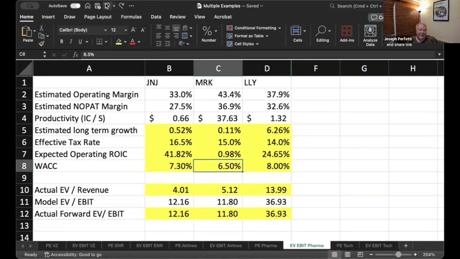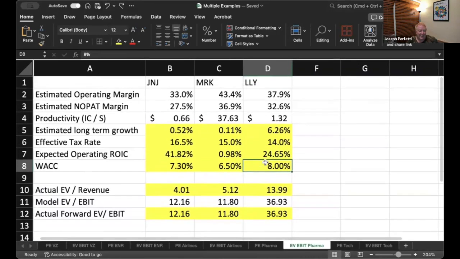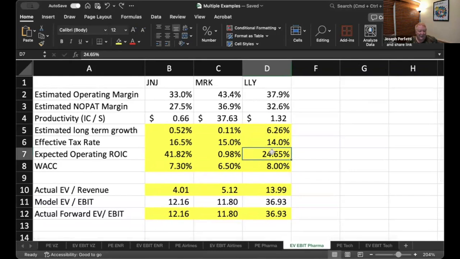Why is Lilly trading at a premium? Similar reasons. It's all about the growth. This is Mounjaro, 6% long-term growth. Lowest tax rate, 14. And second highest spread, 25% ROIC against an 8% WACC. But this high growth, high spread is why they're trading at a premium. 37 times EBIT versus 12 times EBIT. That one's pretty easy. Very similar to the PE.